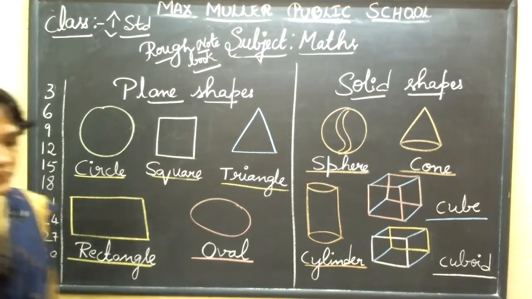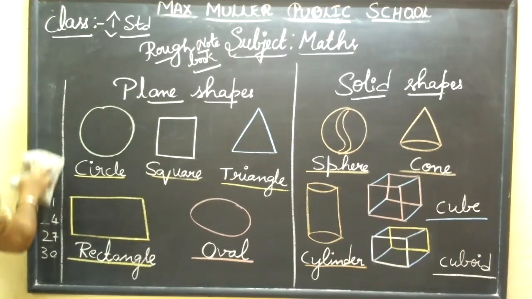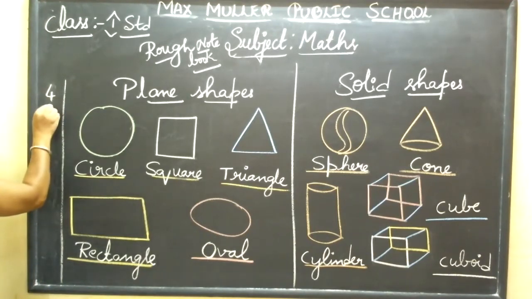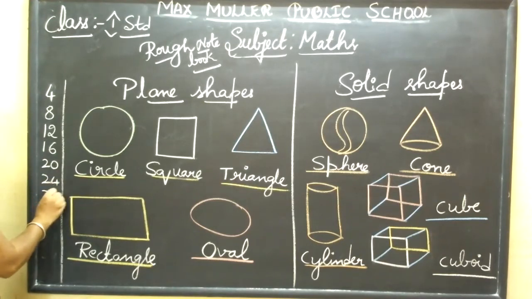Then 4 ones. 4 ones are 4. 4 twos are 8. 4 threes are 12. 4 fours are 16. 4 fives are 20. 4 sixes are 24. 4 sevens are 28. 4 eights are 32. 4 nines are 36. 4 tens are 40.